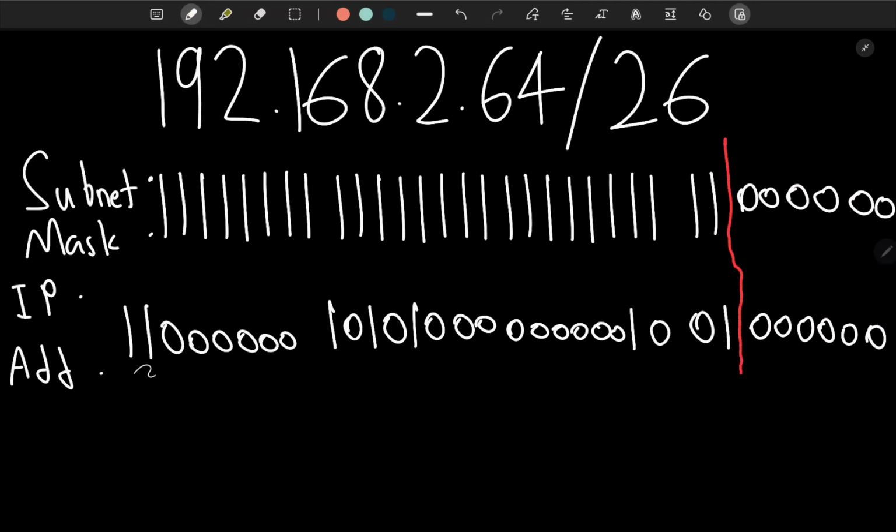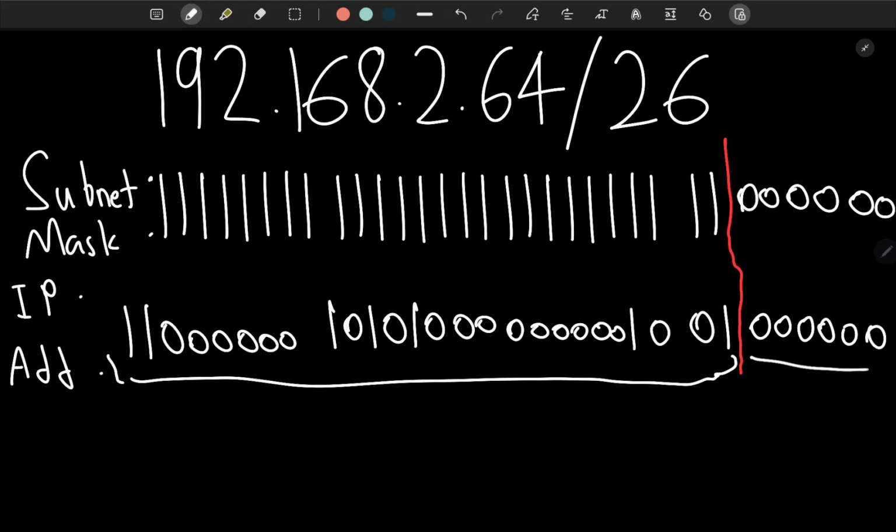What this tells us is that this part, which is the network part, is fixed, so we cannot change anything over here. And this part is the host part, which we can change, and the highest will be all ones. So what I mean to say is this left part before the red line is fixed, you cannot change this, and this part over here you can change. This would be the lowest IP address in the network, and the highest IP address would be all ones, which is this part.